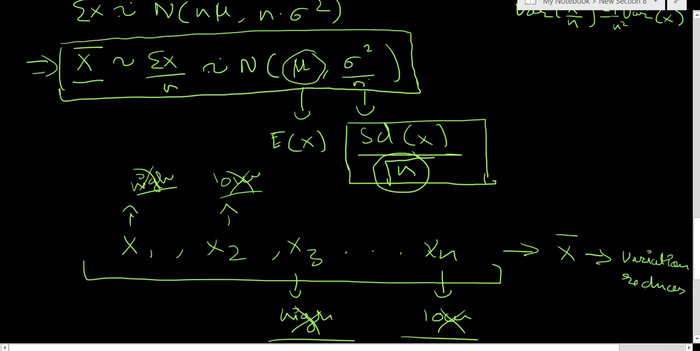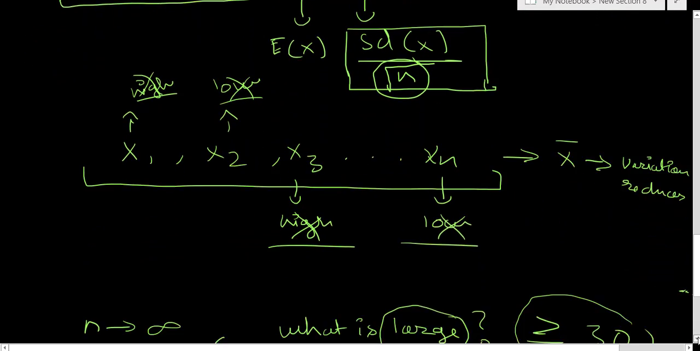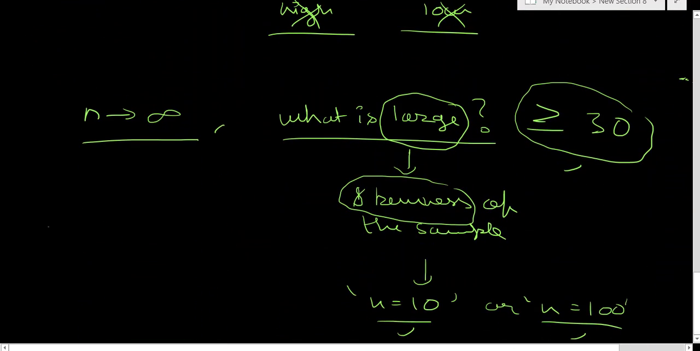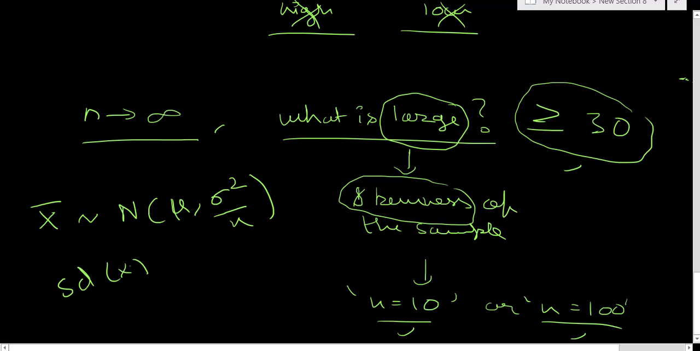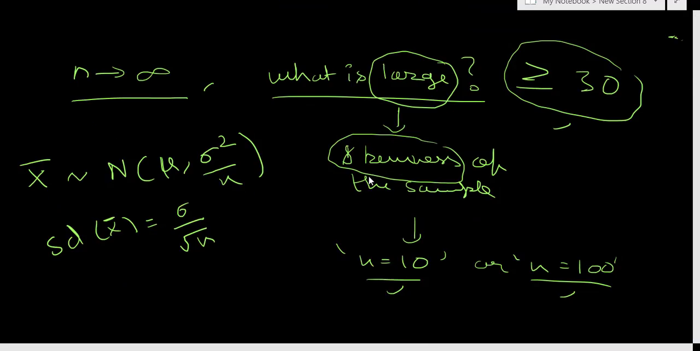So I will rewrite this distribution again for you guys. So x bar follows a distribution of normal of mu comma sigma squared by n. So the variance is reduced by a factor of n, and if I talk about the standard deviation of x bar, it is the same as sigma, which is the standard deviation of each x, divided by root n.